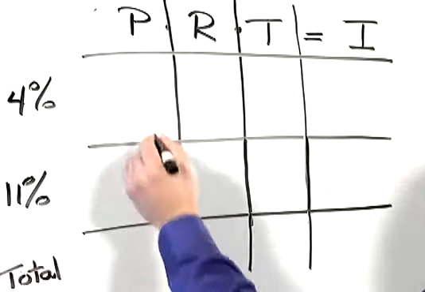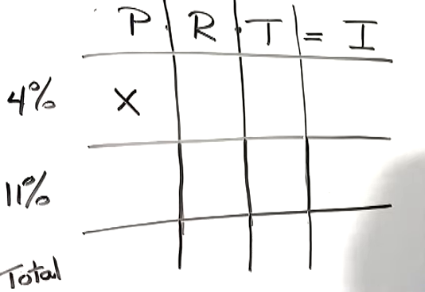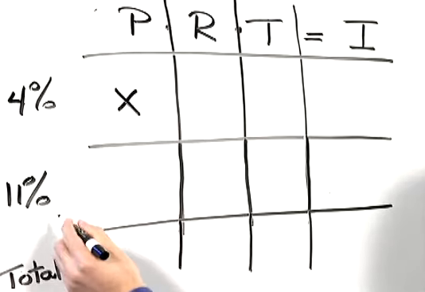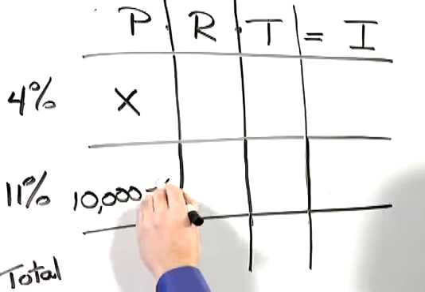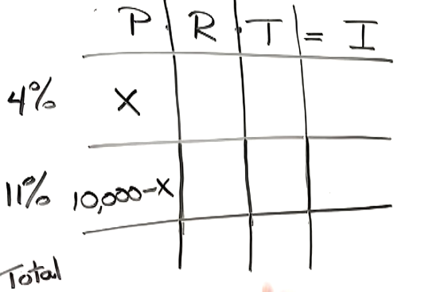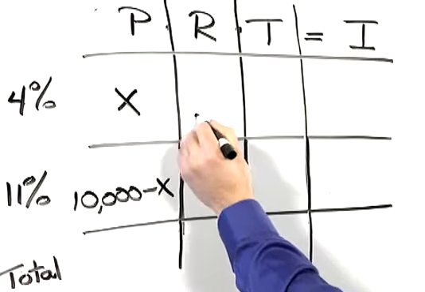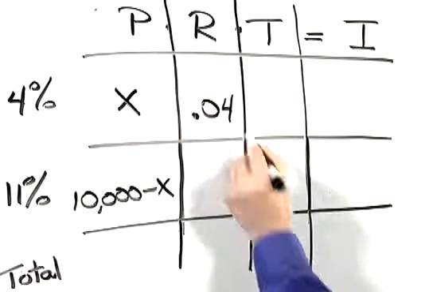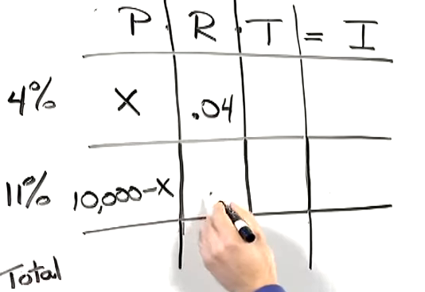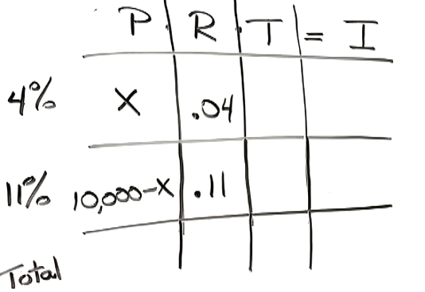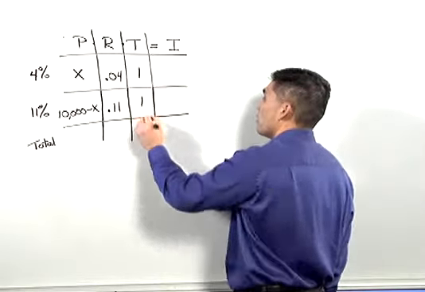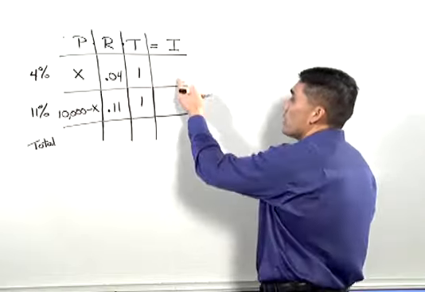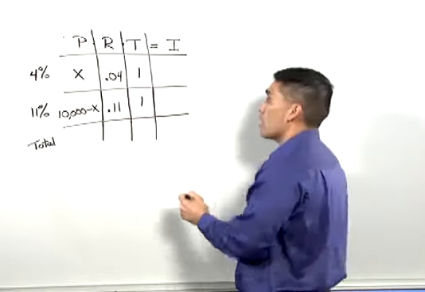The principal for the 4% account we're going to call X, and since he invested $10,000, the 11% account will be 10,000 minus X. R represents rate, so the rate of this account is 0.04, and the rate for the 11% account is 0.11. And the time for each of these is 1 year. So to fill in the interest, we multiply straight across.